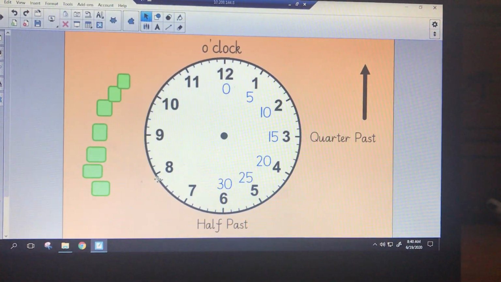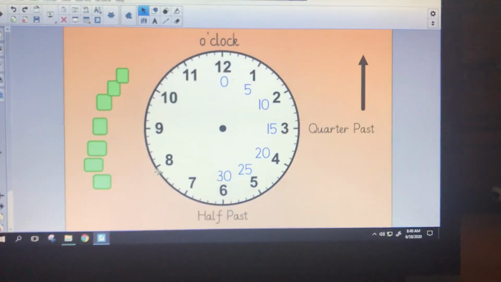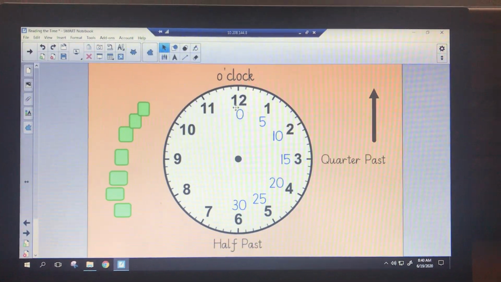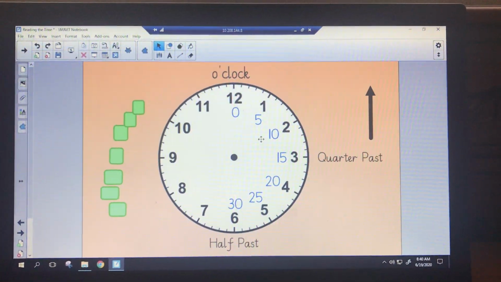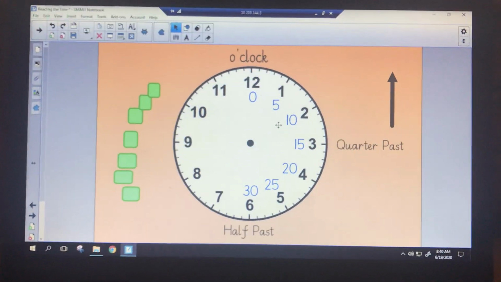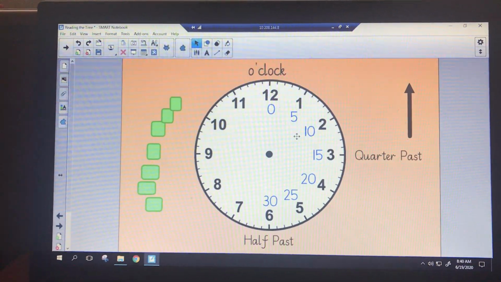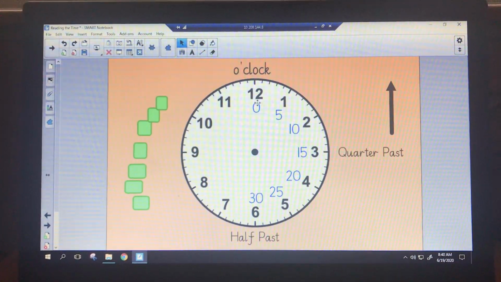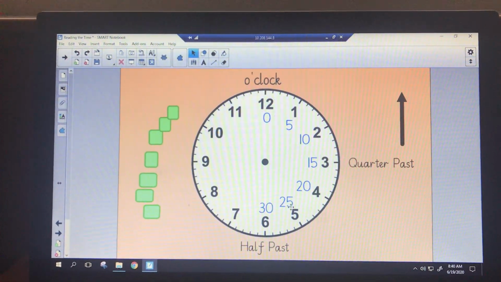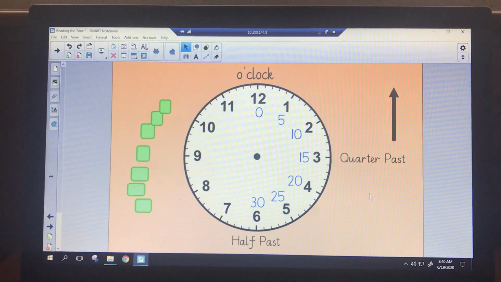Now, lots of you at home will have noticed that the numbers in blue are in fact multiples of 5. They are the outcomes in the 5 times table. So if you are confident with your 5 times table, which you should be, then you can use that knowledge to count in 5s around the clock face.